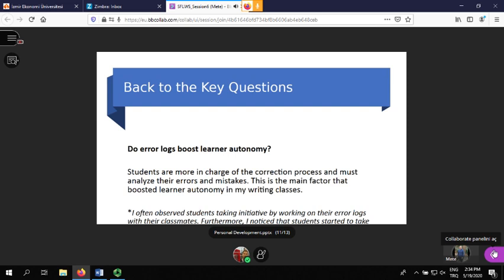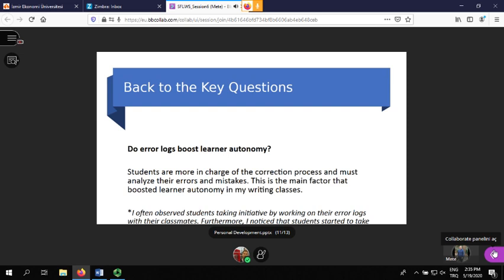At the end here, I often observe students taking initiative by working on their error logs with their classmates, right? And this is something that you could do as well. If a lot of the stronger students naturally finish quickly, I would pair them up with some of the weaker students. And instead of working individually on their error logs, they can work in pairs or in groups. There's many different ways that you could orchestrate that. But I like the fact that they were doing that.